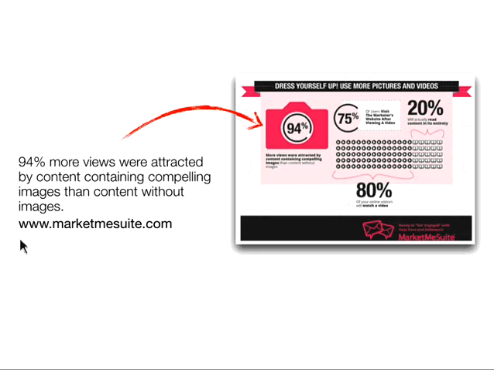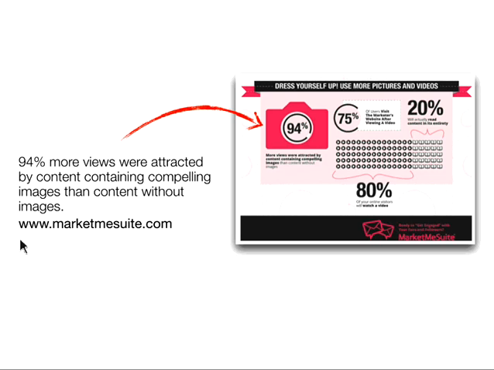If you want to get a little technical, in a recent SlideShare that I'm working on right now, I came across the statistic that 94% more views were attracted by content with compelling images than content without images. That's from a UK firm called Market Me Suite. I think it's pretty self-evident that we're highly influenced by images. We're more likely to look at a car advertisement if there's a picture of the car than if it's just text. We're more likely to stop flipping the newspaper if we see an image that gets our attention rather than if it's just text. So we all know images work.